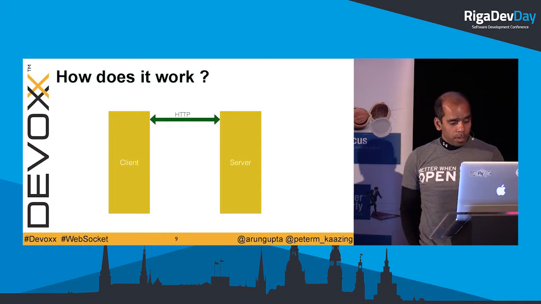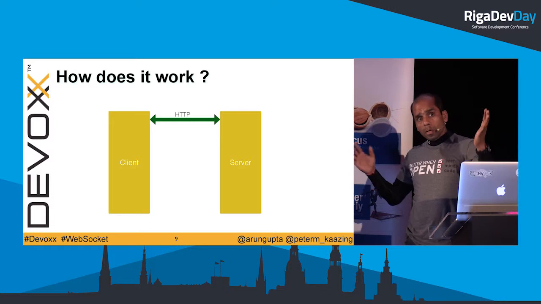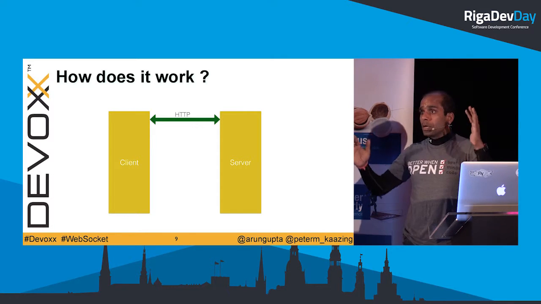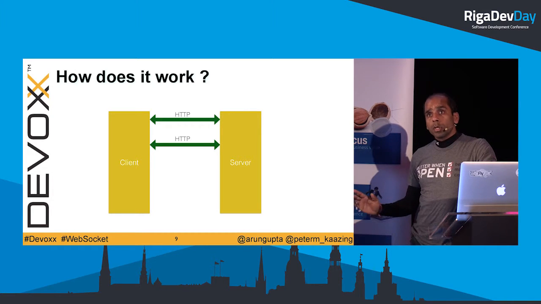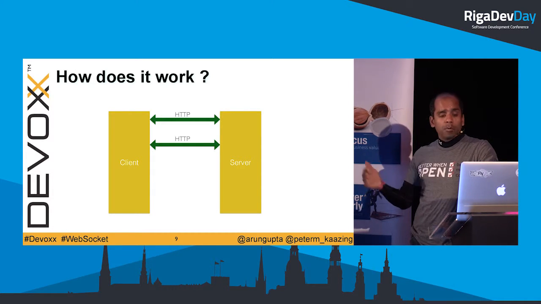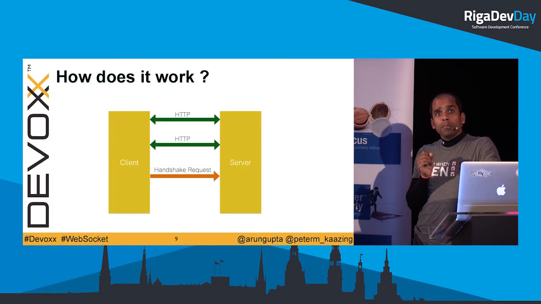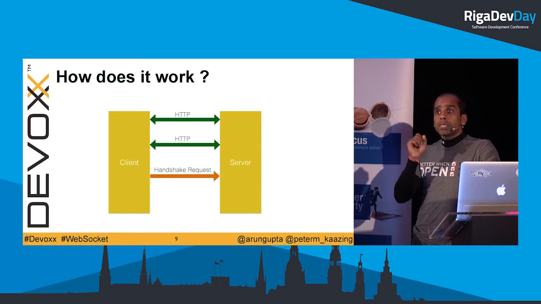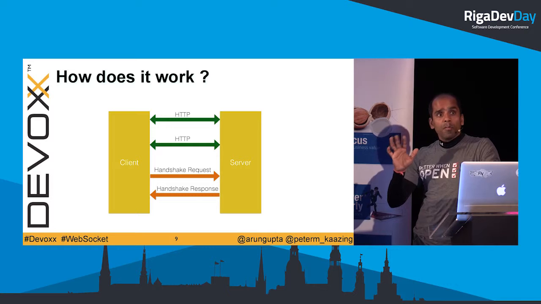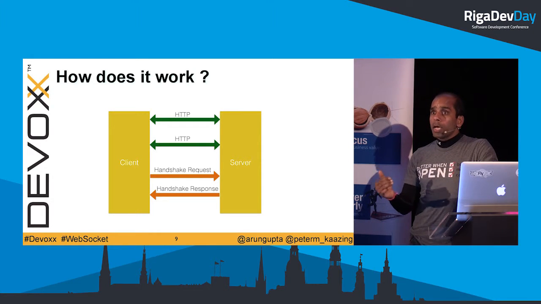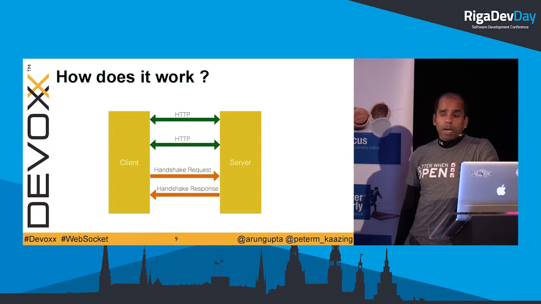Well, I like pictures that way. So let's say there is a client and there's a server. To begin with, it's an HTTP server and an HTTP client. They're exchanging HTTP messages, so nothing different. That keeps going on. At a given point of time, the client says, okay, now I'm ready to establish a WebSocket connection. So there is an explicit handshake request that goes from client to server. If the server understands that this is a handshake request for WebSocket, it responds back with a handshake response. So you get a handshake response back to the client.